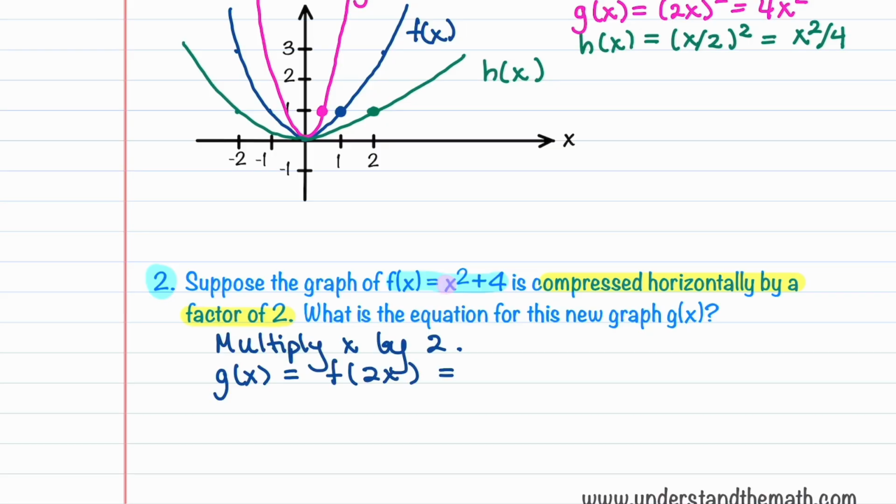Wherever we see an x, we're now going to replace it with a 2x. So this becomes 2x quantity squared plus 4, which is equal to 4x squared plus 4. And that's g of x.